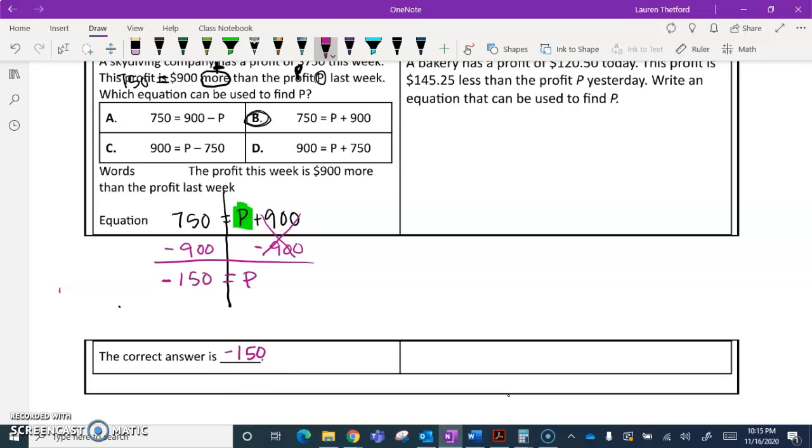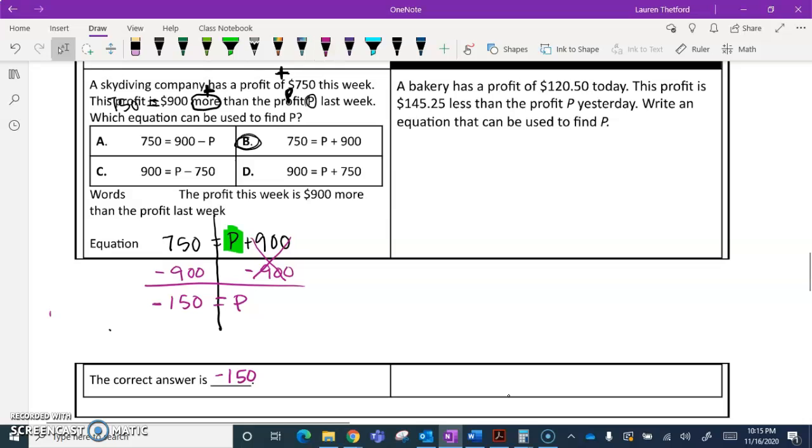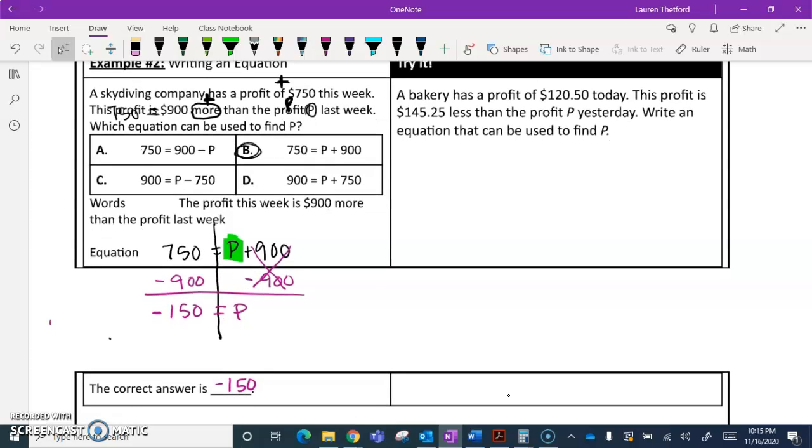So the correct answer is negative $150. Because we wanted to know, well, how much did they earn last week? Last week they didn't earn anything. They were in debt $150. So now I want you to pause the video and do the try it on your own. Once you're done with the try it, unpause the video and check your answer with mine.